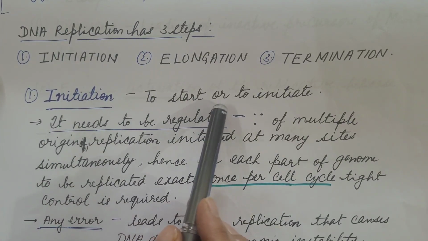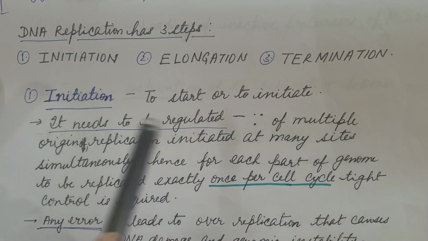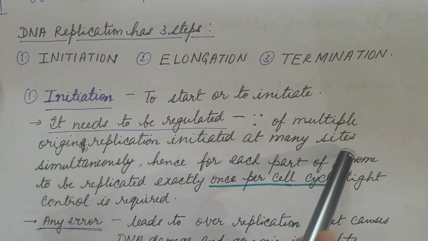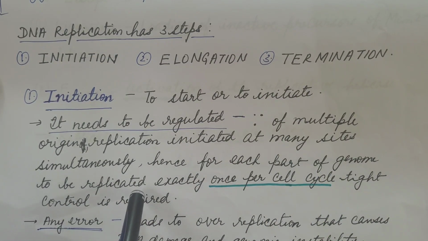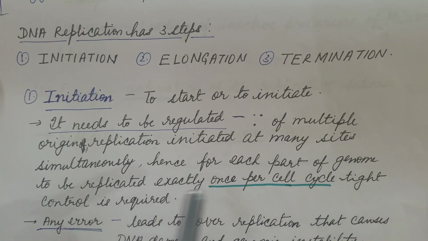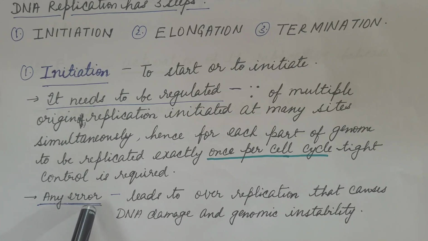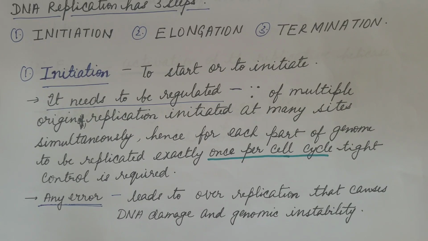Initiation means to start or to initiate. It needs to be regulated because of multiple origins of replication. Hence, replication is initiated at many sites simultaneously. So, for each part of the genome to be replicated exactly once per cell cycle, tight control is required. If it is unregulated or there is any error in the regulation, then it leads to over-replication that causes DNA damage and genomic instability. This may be due to repeated initiation events at the same origin.